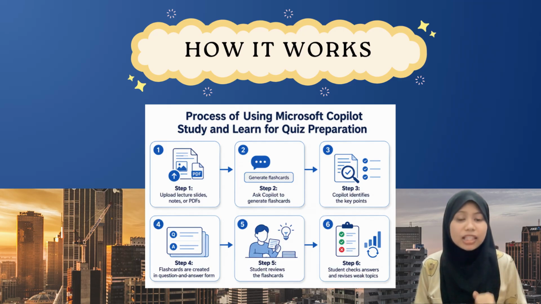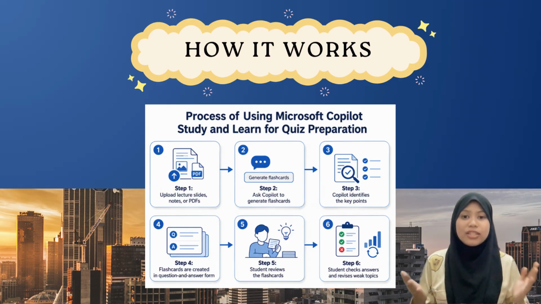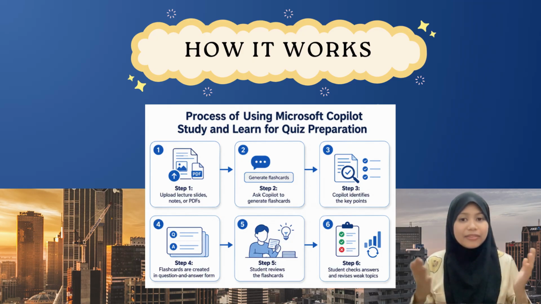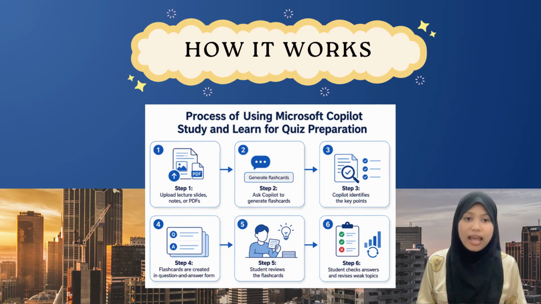The fifth step is that the students review the flashcards. Students can look at the question first and try to answer it without looking at the answer. This encourages active recall because students need to retrieve the information from memory. The final step is that students check the answer and revise the relevant topics. If they get the answer wrong or feel unsure, they can go back to the lecture slides or notes and study the topic again. This helps students understand which areas they already know and which areas still need improvement.